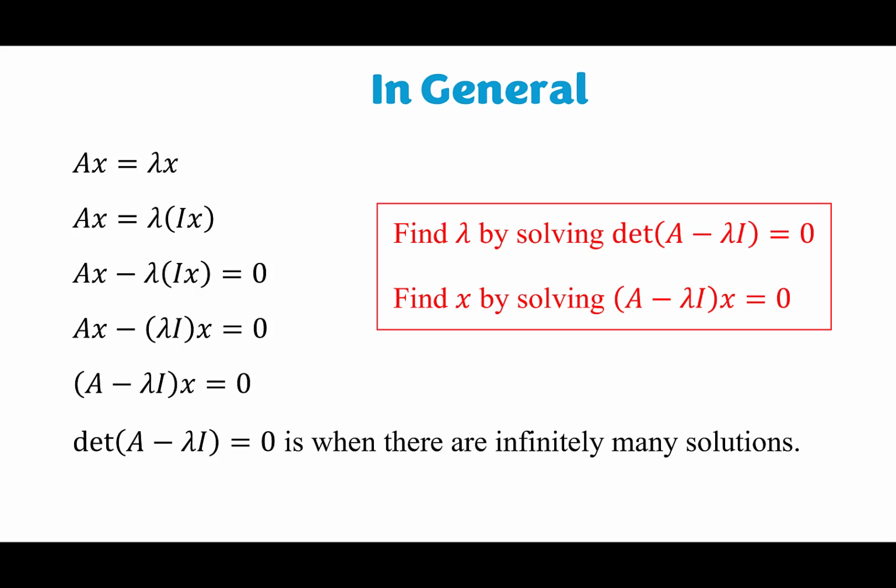And then lastly, in your homework, you'll see them use the name characteristic equation. And the characteristic equation is just that determinant equaling 0. And it's the equation that you're using to solve for lambda. So by convention, that's just called the characteristic equation.